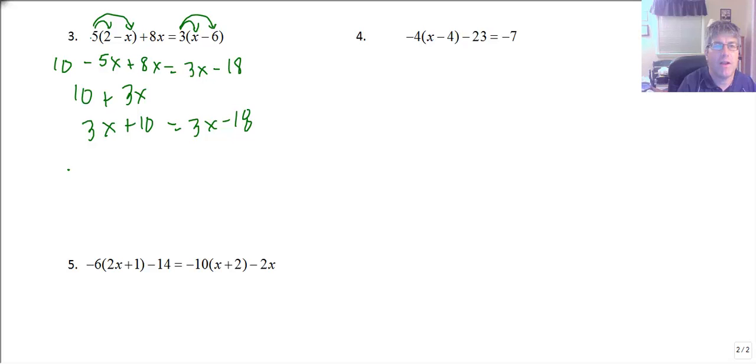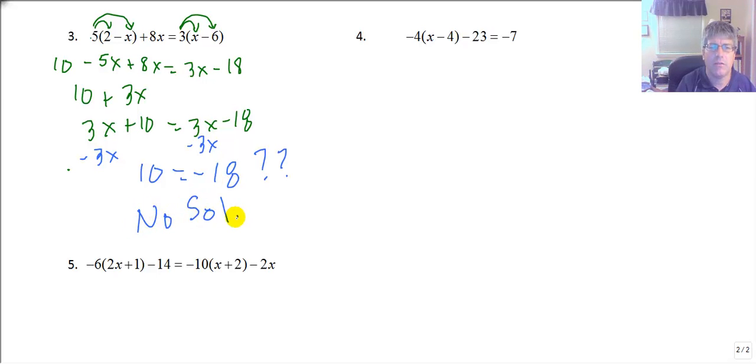I want to solve for x, so I will subtract 3x from both sides, and something odd happens. My x's all cancel, and I get 10 equals negative 18. Well, that doesn't make sense. I don't have any x. 10 equals negative 18. How can that happen? Well, that answer is no solution. And you may have noticed here that 3x plus 10 equals 3x minus 18, that something unusual happened.